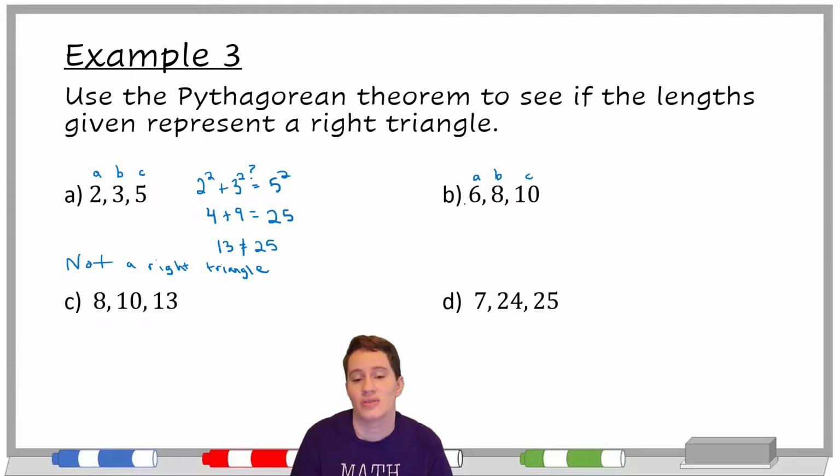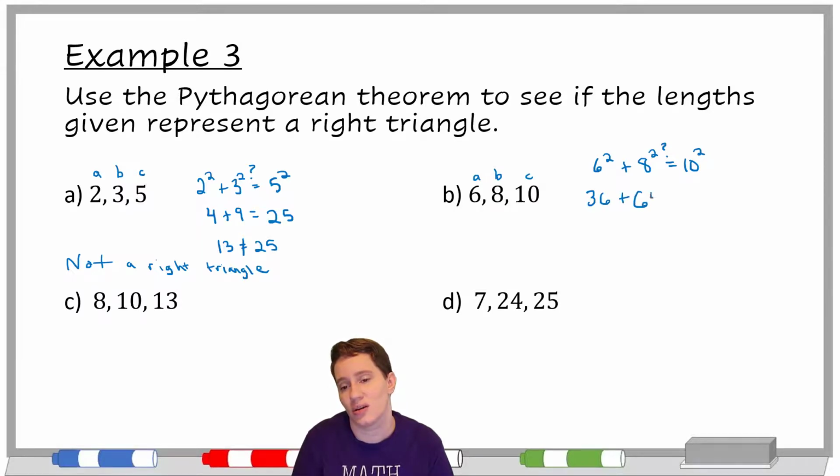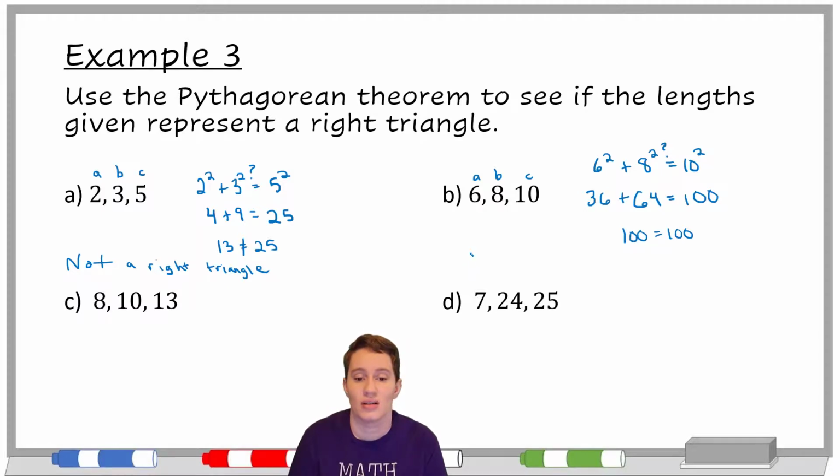So this is going to be 6 squared plus 8 squared equals 10 squared. And we're asking ourselves, is this true? So let's see, 6 squared is 36, 8 squared is 64, 10 squared is 100. Is it true? Is 36 plus 64 100? Well, yeah, it is. 100 equals 100. So we'd say yes, it is a right triangle.